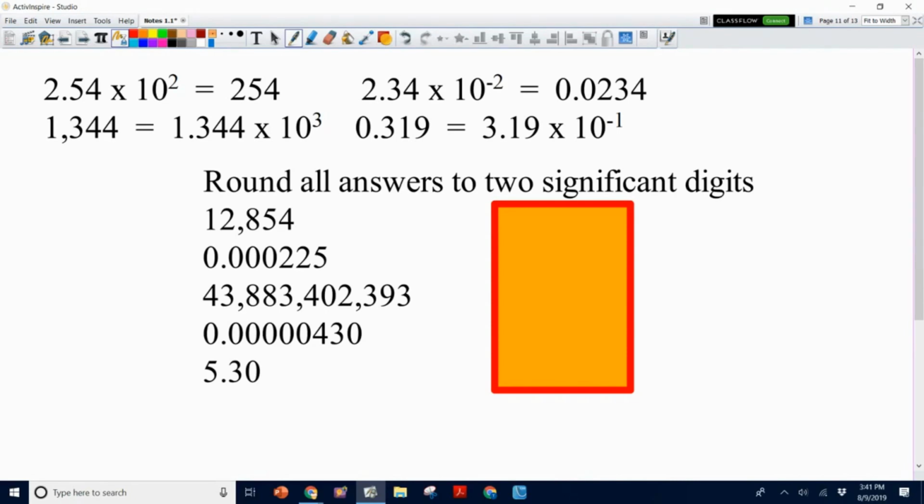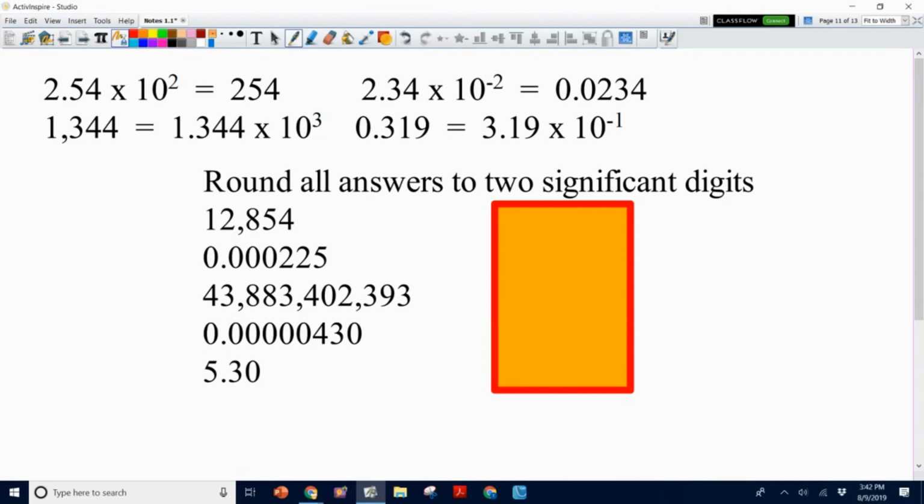And then for our last example, we have 0.319. That's the same thing as 3.19, so we're moving our decimal till it's behind the 3. How many times do we have to move the decimal? 1 time. Now, is that 0.319 a number larger than 1 or smaller than 1? It's less than 1, so our exponent's going to be negative. We're moving the decimal to the right, so that's a negative exponent. So that's going to be 3.19 times 10 to the negative 1.